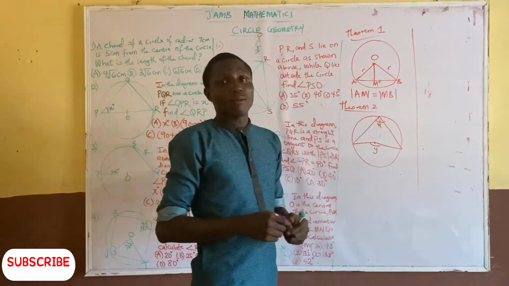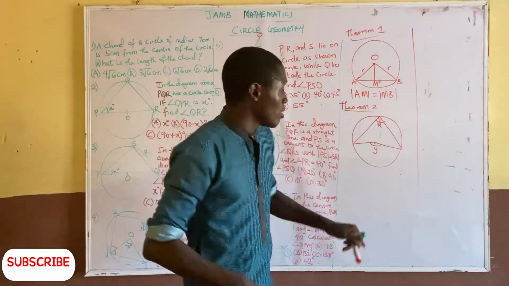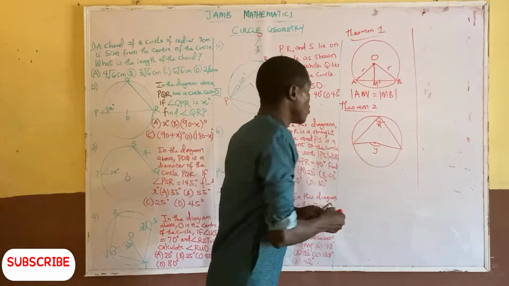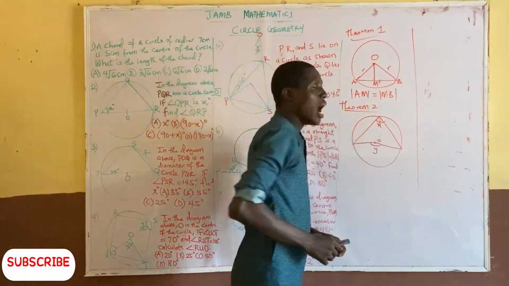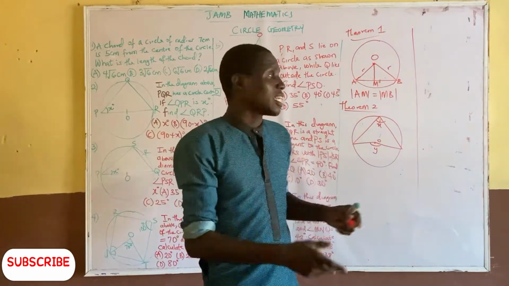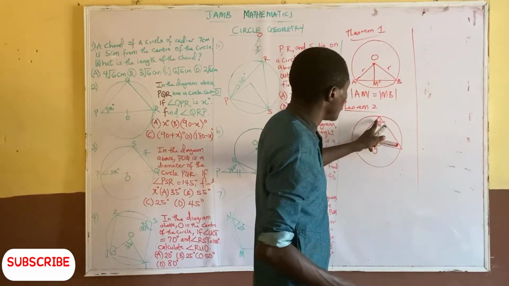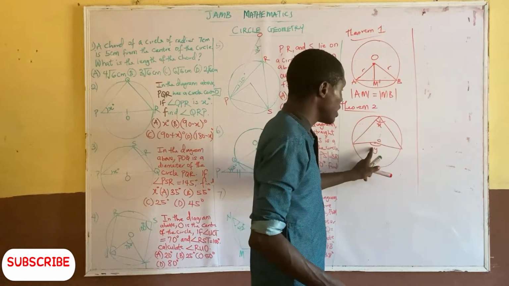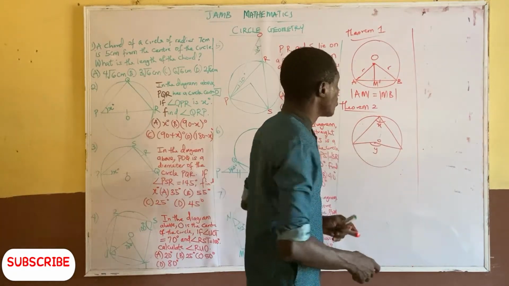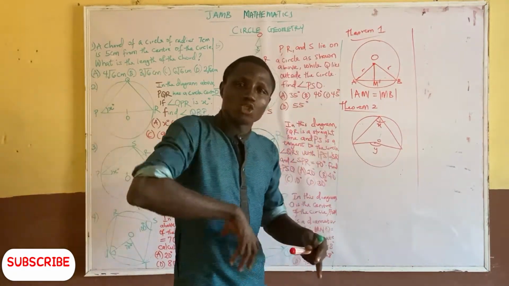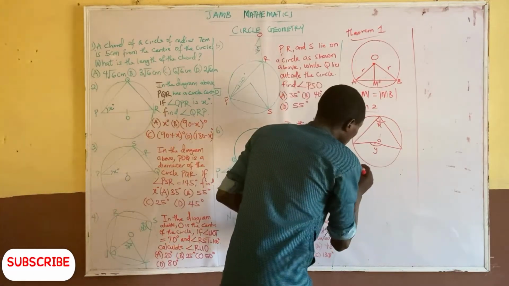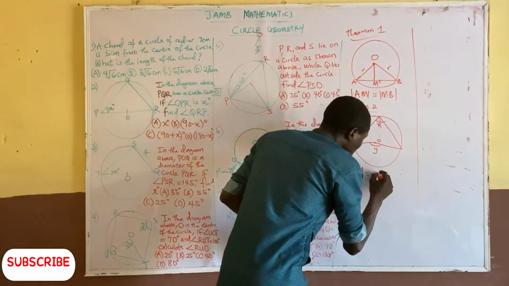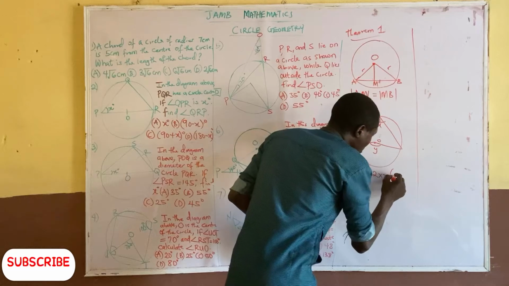When we are talking about the center of the circle, the center is located in the middle, and we always call it center O. Any other part apart from the center is called circumference. The angle that falls on this part is the angle on circumference, while this one is the angle at center. So the angle at center is twice the angle at circumference, meaning that Y is 2 times X.